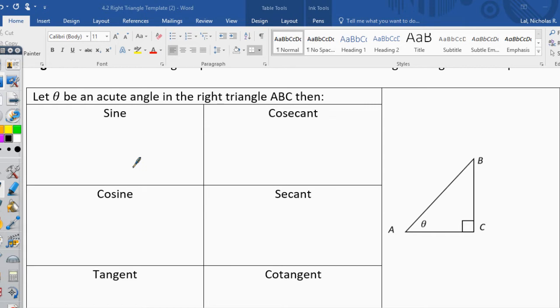All right. So here, theta. Theta is the angle of interest. We're going to label all of our sides relative to this theta. The side across from theta we call the opposite side. The side touching the angle that's not the hypotenuse, we call the adjacent side. So opposite, adjacent, and the side across from the right angle, we call the hypotenuse.